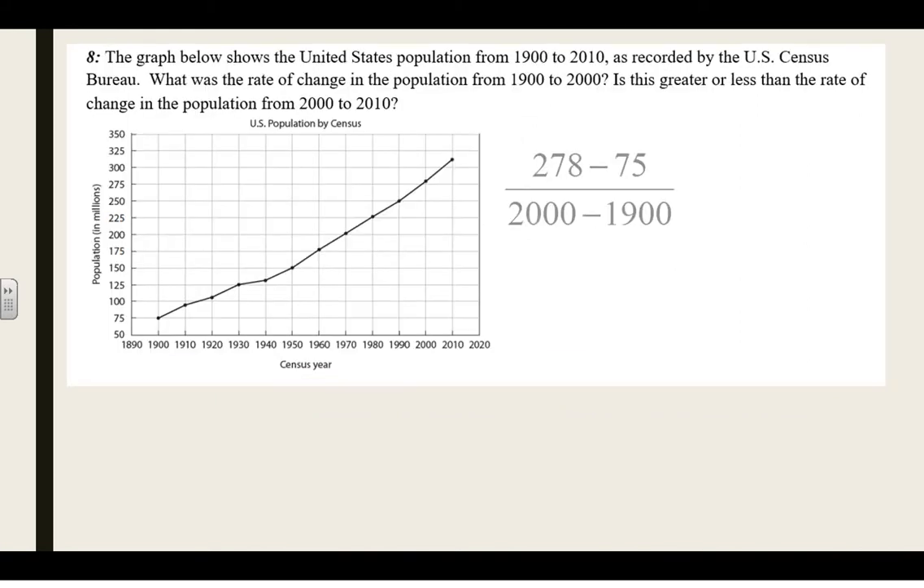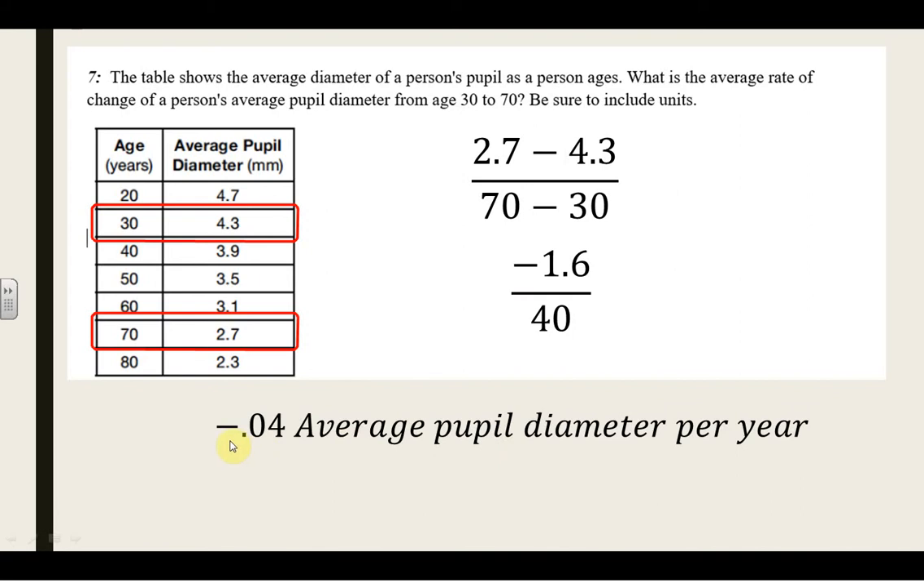That means 0.0 something, average pupil diameter per year, because you've got diameter over years. So that's what it's changing per year.